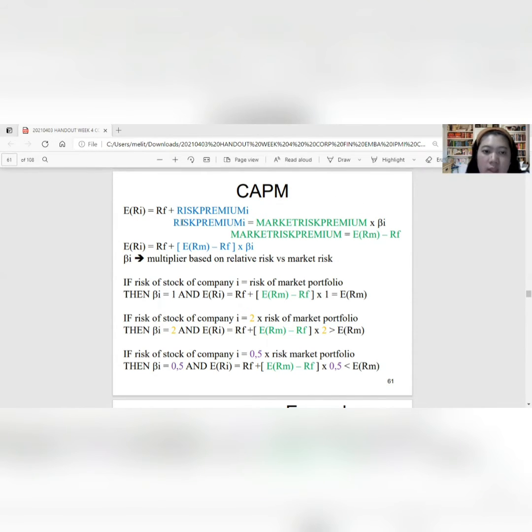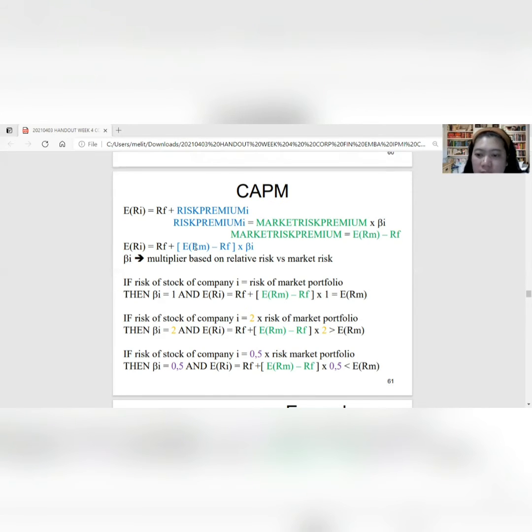As we can see here, it's the risk-free asset plus the risk premium. The risk premium consists of the market risk premium multiplied by the beta. And the market risk premium consists of the expected return of the market minus the risk-free asset. First, the risk-free asset is basically the expected return of a risk-free asset, which for Indonesia comes from the yield of short term government bonds, approximately 5%.